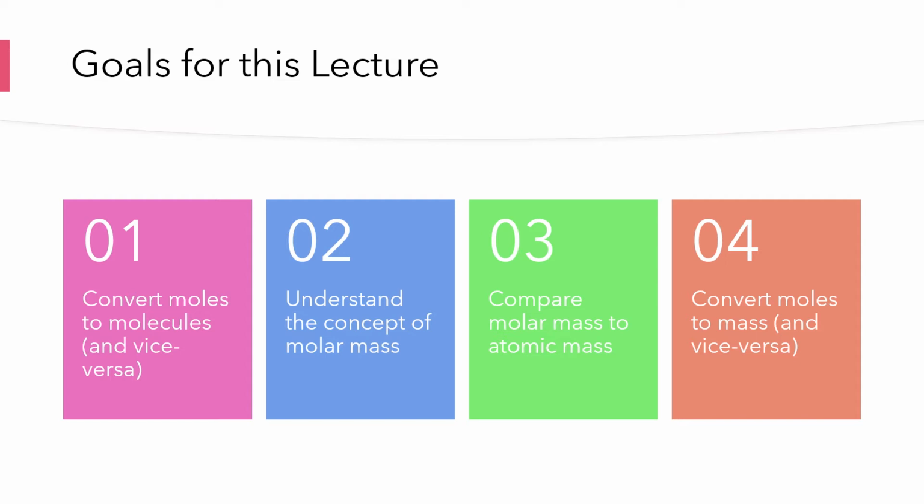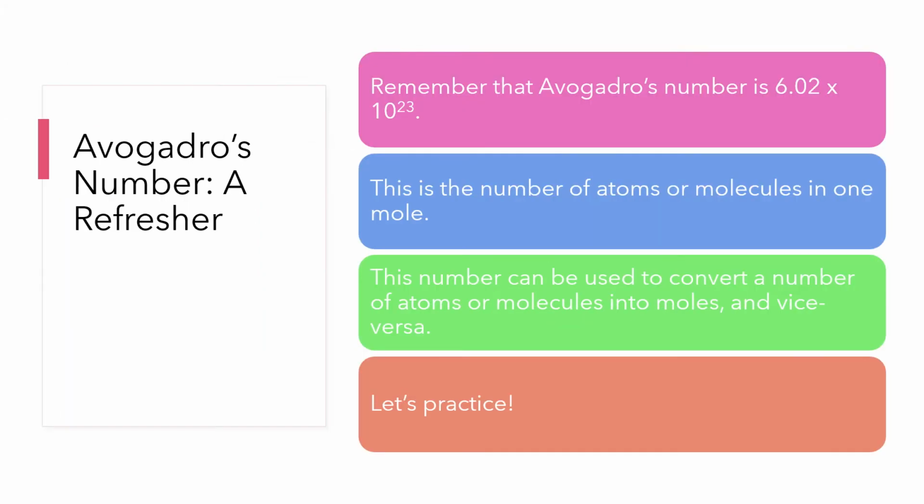We'll then take a look at the concept of molar mass and how to calculate molar mass for a compound. We'll take a moment to look at the difference between molar mass and atomic mass, and then we'll practice some mass to mole conversions. Let's take a brief moment to refresh ourselves on Avogadro's number.